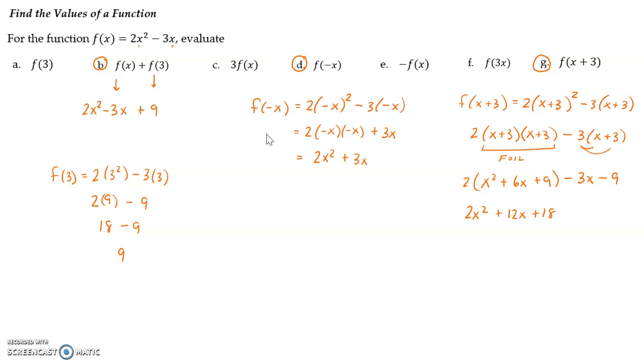So these pieces are going to fall down with our final answer here. And then we can go ahead and combine some like terms. I've got 2x squared. I'm going to go ahead and combine my x terms here. 12x minus 3x will give me a positive 9x. And then my constant terms, I've got a positive 18 minus 9, which will give me a positive 9. So 2x squared plus 9x plus 9 will be our final answer. You can go ahead and try parts A, C, E, and F and submit those with your notes.